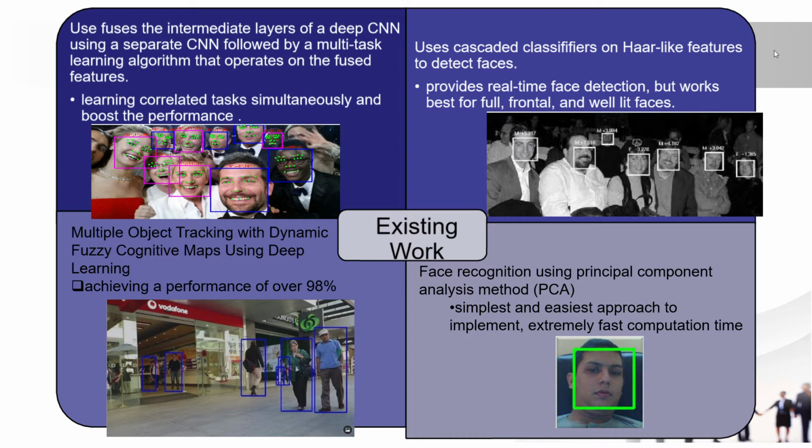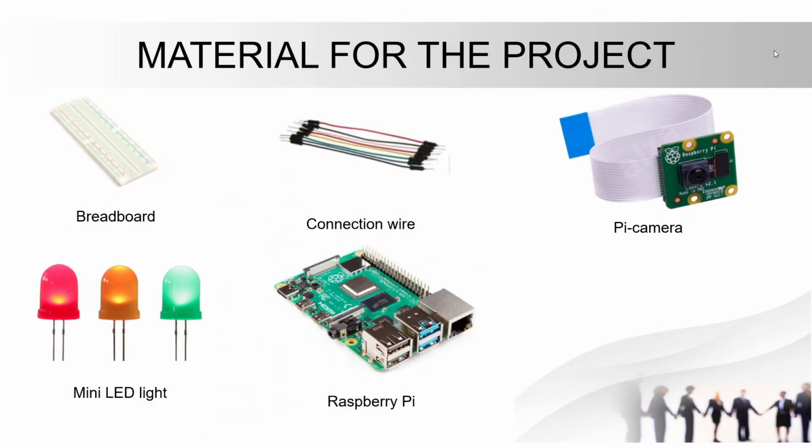Use a cascade classifier on highlight features to detect faces. It provides real-time face detection but works best for good photos and well-lit faces. Multiple object tracking with dynamic fields cognitive map using deep learning achieves a performance of over 98%. Face recognition using PCA, the Principal Component Analysis method, is the simplest and easiest approach to implement with extremely fast computation time.